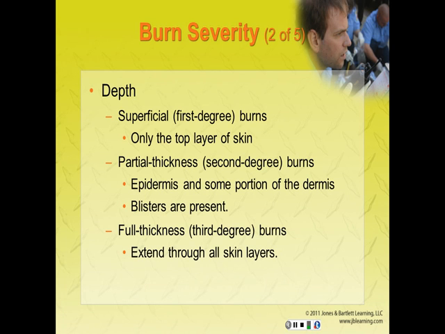Next are partial thickness or second-degree burns. These involve the epidermis and some portion of the dermis. These burns do not destroy the entire thickness of the skin, nor is the subcutaneous tissue injured. Typically, the skin is moist, mottled, and white to red. There are blisters present, and it can cause intense pain.